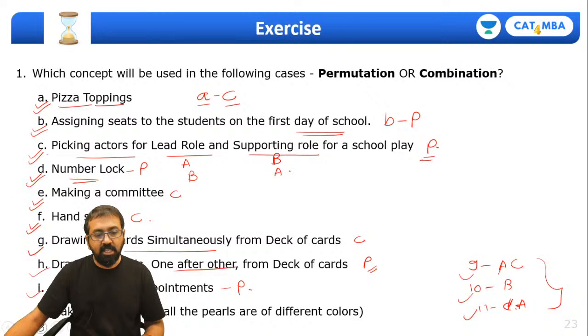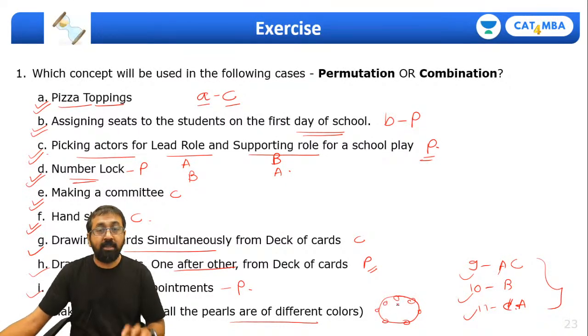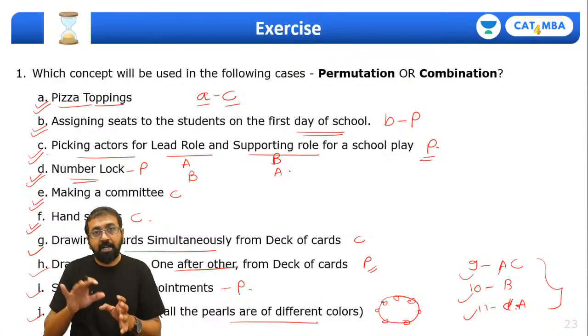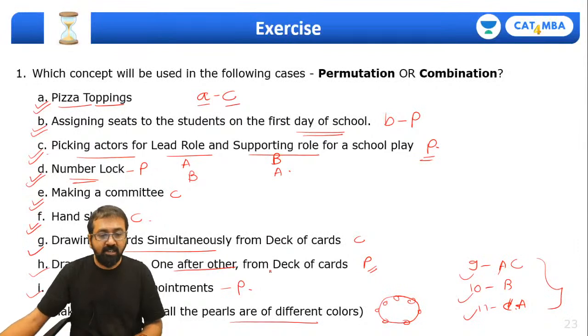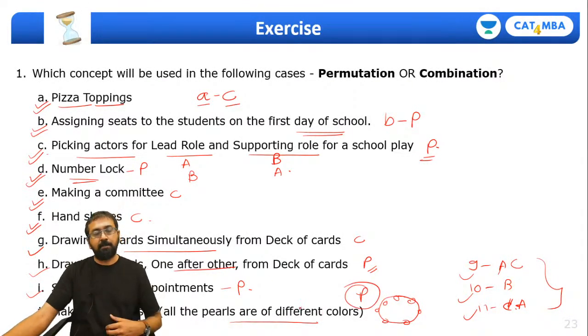What about J, making a pulse set? So all pulse are of different color. So it's nothing but a circular arrangement, circular permutation. You can make different sets depending upon what order of pulse, what color of pulse you have kept, right? So that's why it's nothing but permutation. It's a circular permutation. Right.